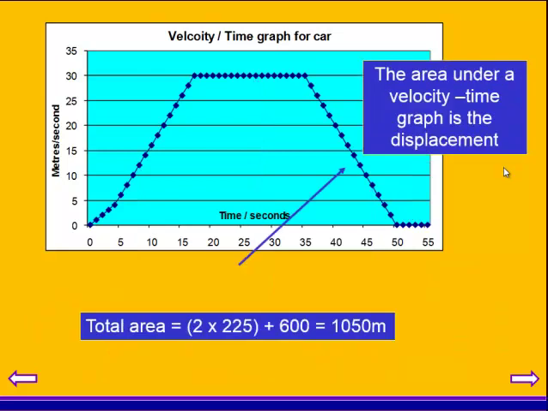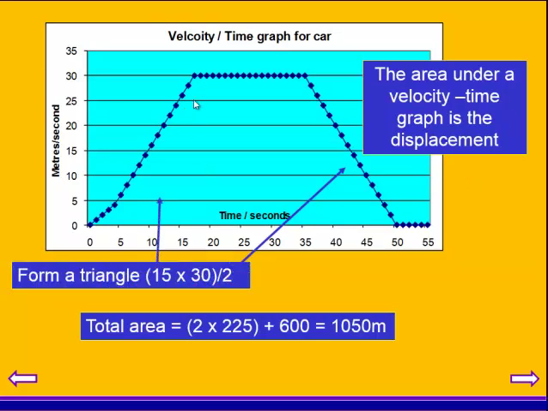Now we can work out that the area under the graph is equal to the displacement. The total area is in fact going to be 1,050 meters. The way we do this is we break it into sections. First of all, we form a triangle here. The area of this triangle is going to be 15 multiplied by 30, which is the height, divided by 2. This triangle is also exactly the same as the triangle over here. So we have 15 seconds on the bottom, a height of 30, divided by 2. And that gives me a value of 225.